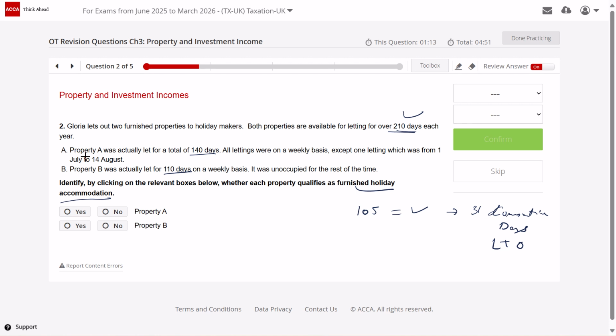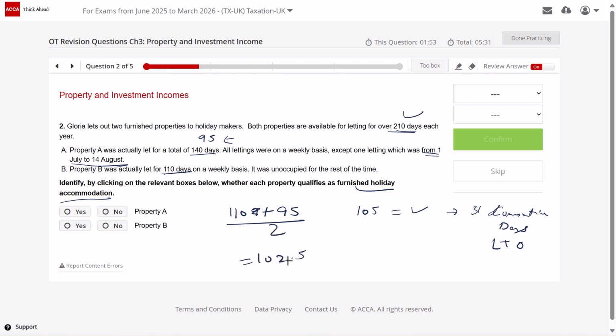So can I say here it is a long-term occupation in property A, that is from 1st July to 14th August. So 1st July, in July there are 31 days, right? 31, and in August there are 14 days. So 31 plus 14, that makes it 45. So out of 140, I will reduce 45 days. So that makes it 95. So ideally, property A was only let for 95 days and property B was let for 110 days. So if I go for averaging it, 110 plus 95 divided by 2, that is 102.